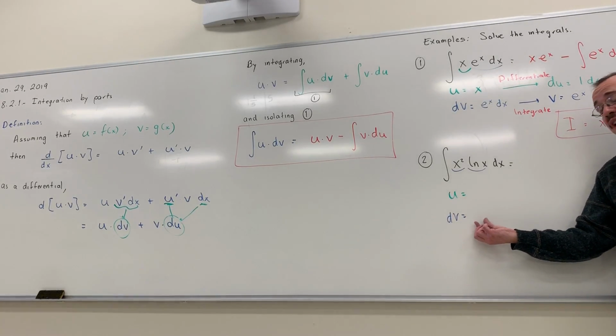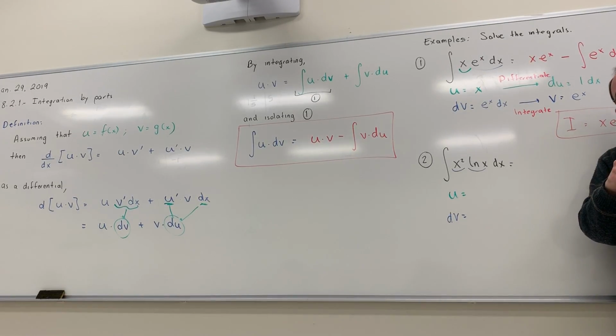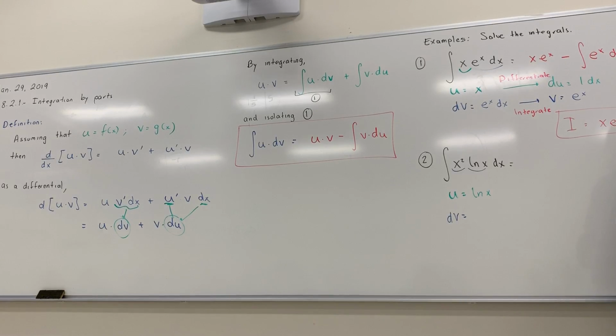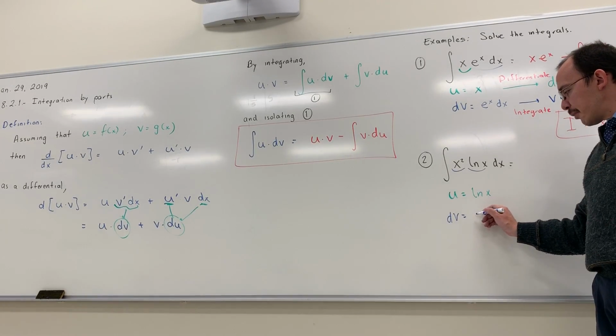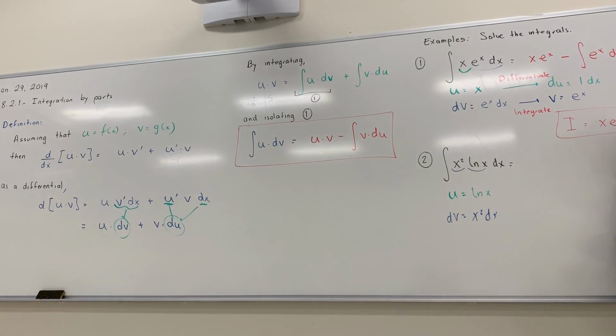The problem is that when I integrate ln of x, can I do that directly? No. There's a formula, a complicated formula, which I gave at the beginning. But the idea is not to use that. So instead, what I'm going to do is put ln of x as my u, and dv is going to be x squared. Now there is the complicated part, okay? Let's see what happens.